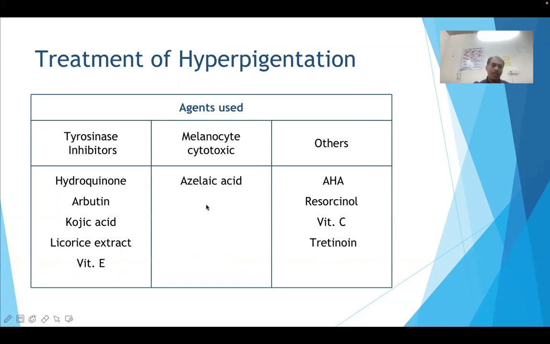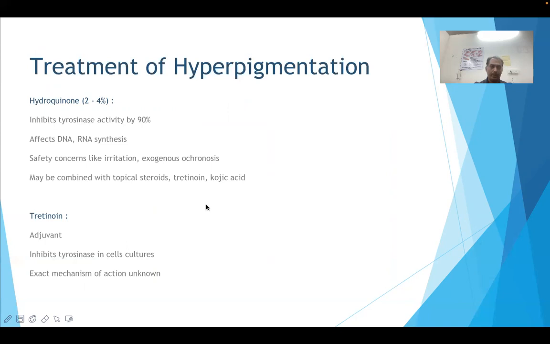There are some tyrosinase inhibitors such as hydroquinone, arbutin, kojic acid, licorice extract, and vitamin E. Cytotoxic to the melanocytes are azelaic acid, and other agents which mainly function by shedding of the excess skin, thereby also reducing the melanin pigmentation present along the stratum corneum, are alpha hydroxy acids with glycolic acid, salicylic acid, resorcinol, vitamin C, and tretinoin.